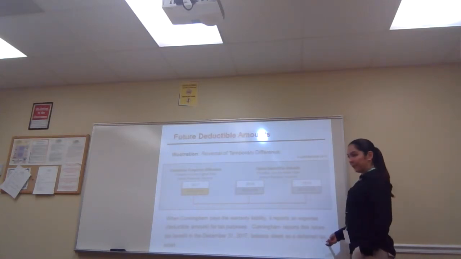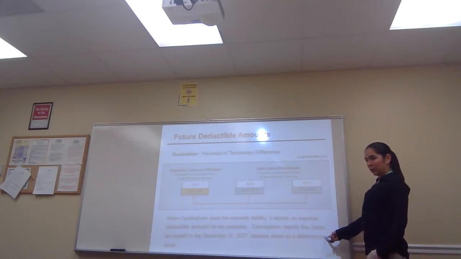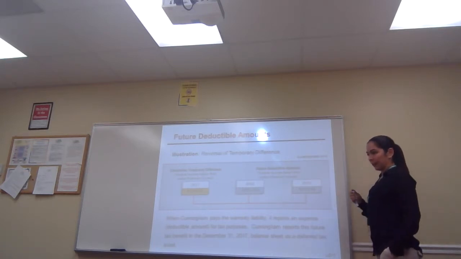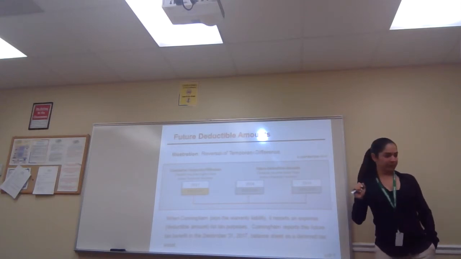So now it's a benefit to you. Because you get to take the deduction in the future year, it becomes a benefit. Because it's a benefit, it's a deferred tax asset. That means you will get the benefit in the future year. If it's a liability in the future, it's a deferred tax liability. Here it's a deferred tax asset because you get the deduction in the future year.